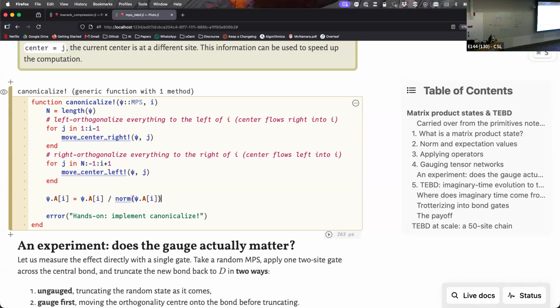Would I just use an ansatz which already has a canonical form? We'll do variational optimization in say 25 minutes, and this is exactly why we're defining this. Okay.